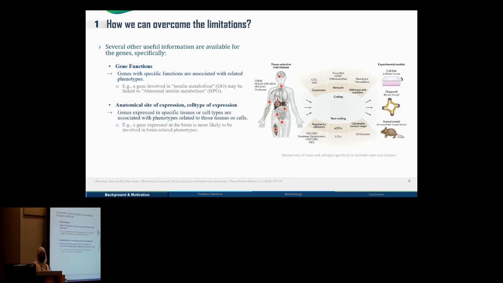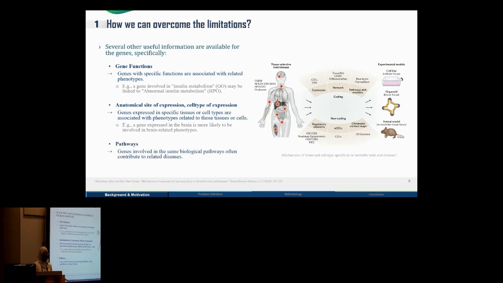Next, we look into the anatomical site of expression or cell types of gene expression, in that the specific tissues or cell types where the genes are expressed play a crucial role in determining their functional impact. So genes that are expressed in specific tissues are more likely to be involved in the phenotypes that directly affect these tissues. For example, genes that are expressed in the neurons of the brain could be directly associated with neurological or cognitive phenotypes.